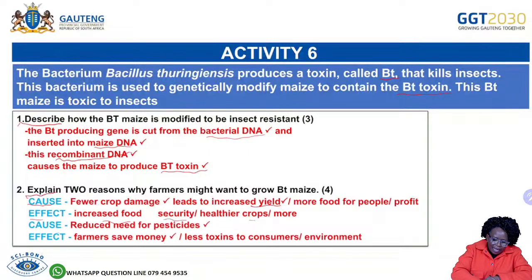Another reason is that it reduced need for pesticides. You know, pesticides kill pests. When we speak about pests, we have insects, and we've got insecticides or fungicides. So reduced need for pesticides means farmers save money, or there are less toxins to consumers or the environment. We know that when pesticides are used, they can harm the environment. They will go to the soil, be carried by water to the water bodies, algae bloom, and the list is endless of all the negativity. And also farmers don't have to spend a lot of money to buy the pesticides to try and fight the pests.